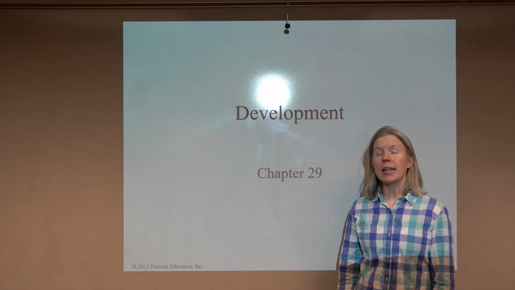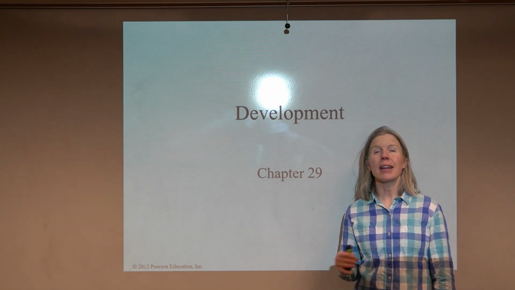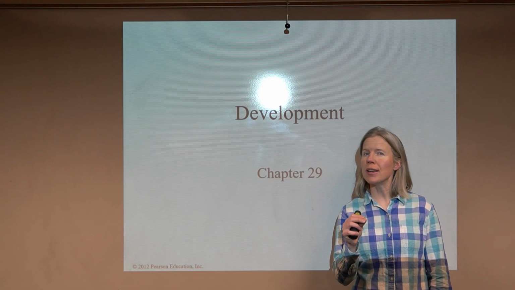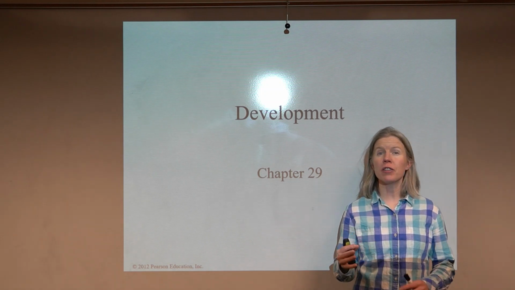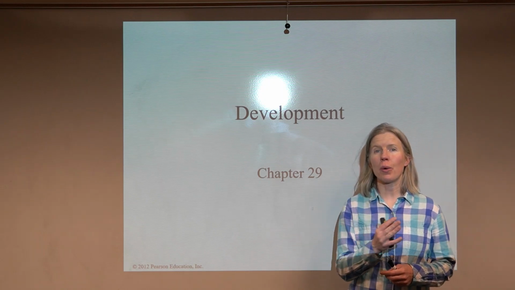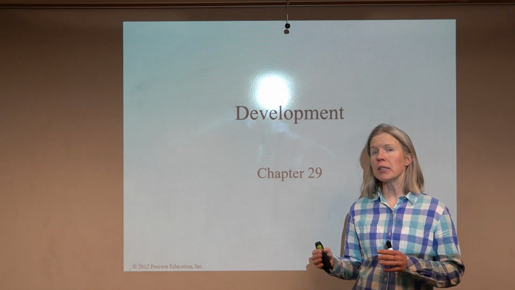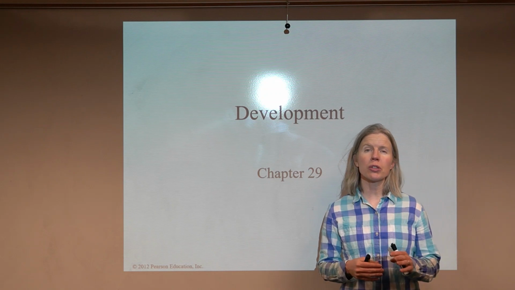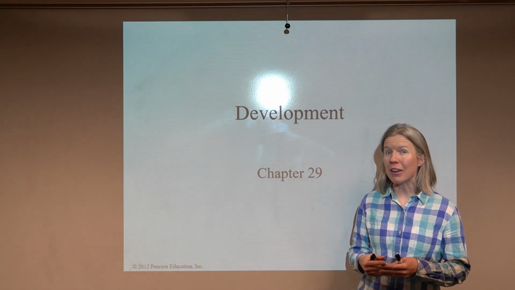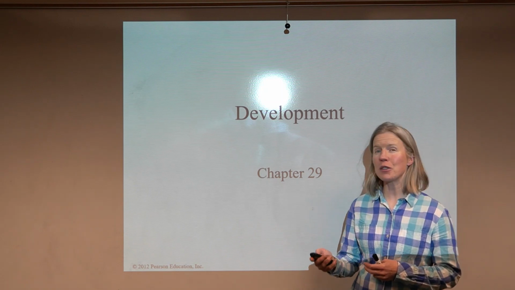Chapter 29 is about development and inheritance. Now, in development, we're looking at how genetic, environmental, and physiological processes affect prenatal development and then throughout the lifespan. I'm going to focus in on the prenatal development because most of you take human growth and development, and that's going to cover the remainder of the human lifespan.